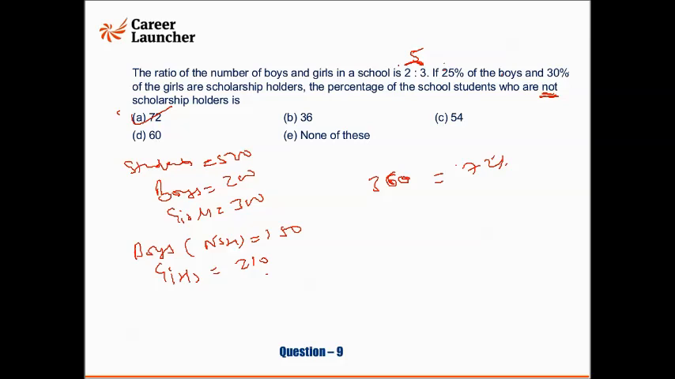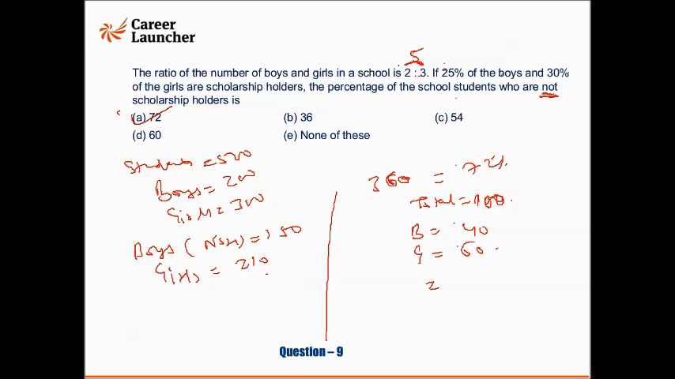I provide you the short trick. Like suppose there are 100 students, correct? Total 100 students are there. So if the ratio of the boys and girls is 2:3, correct? So in this way, total students is 100, right? So total boys will be 40 and girls will be 60. Now it says 25% of the boys are scholarship holders, correct? 25% is 1/4 of this.